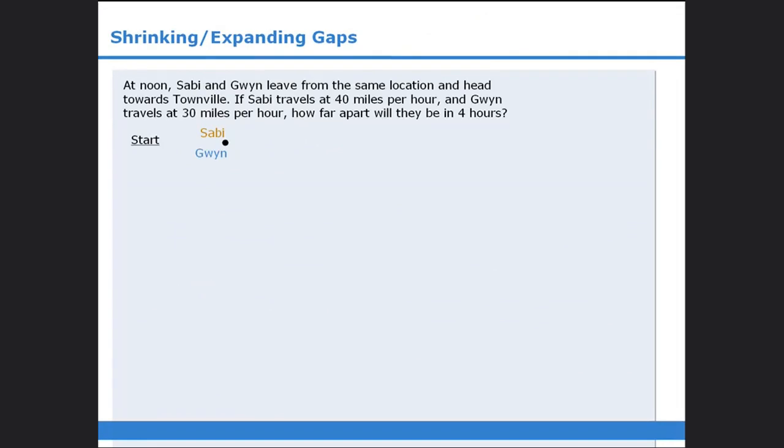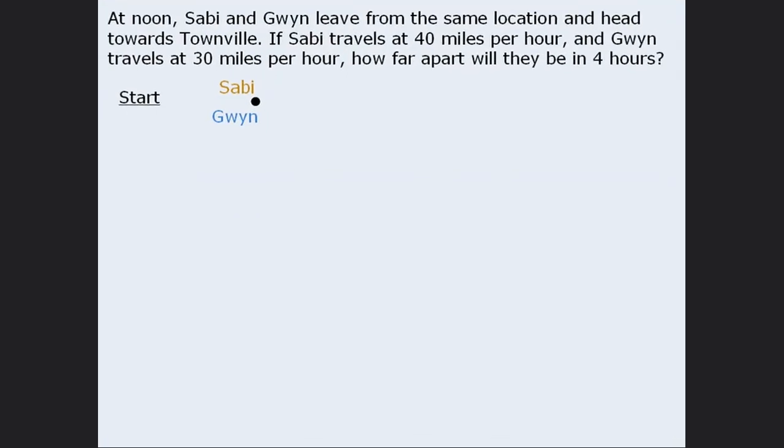Okay, now let's try another question. Here we are told that Sabby and Gwyn leave the same location at the same time and head towards Townville. Sabby travels at 40 miles per hour and Gwyn travels at 30 miles per hour, and we want to determine the distance between them after 4 hours. So once again, let's see what has occurred after they have traveled for 1 hour.